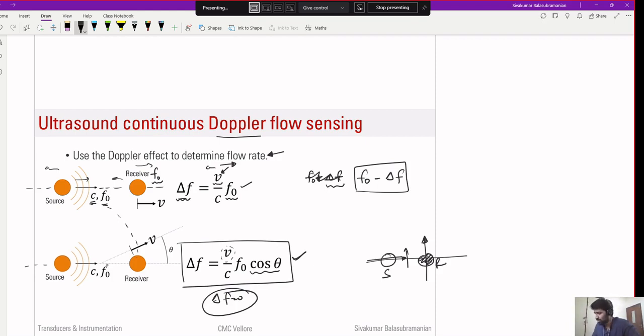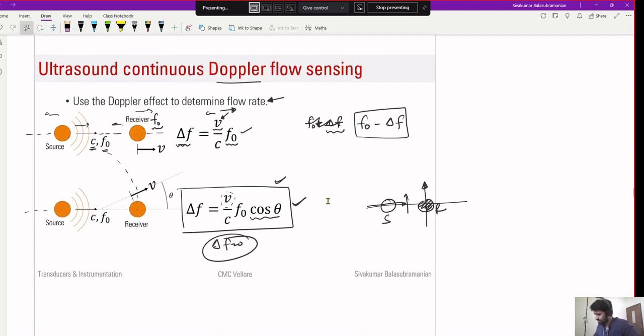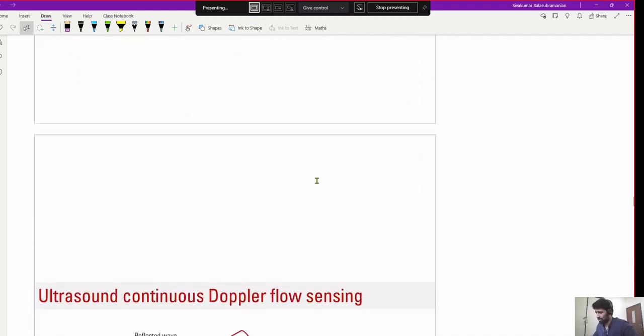But if you move in any other direction, then there is a relative change in the distance between the source and the receiver that's taking place over time, and that will always lead to a change in the frequency. And this is the principle that is used for Doppler ultrasound. Yeah, is it clear? Okay, I'm assuming it's not too complicated.